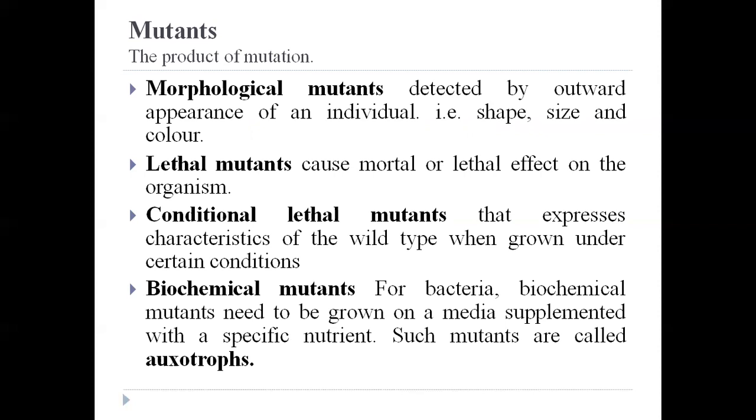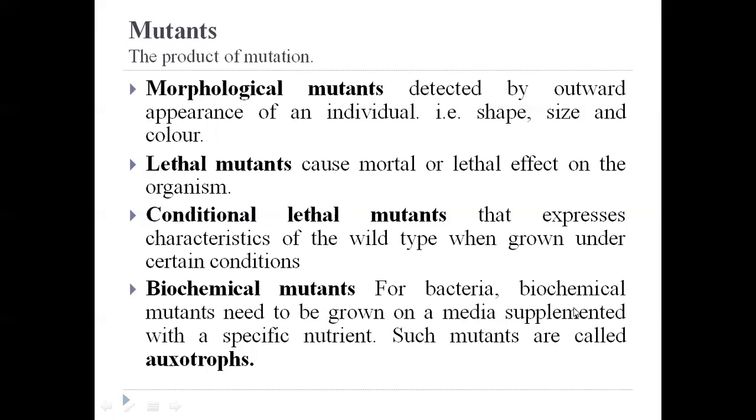You can see some mutants. The product of mutation is called a mutant. The morphological mutants are detected by the outward appearance of an individual, that is shape, size, and color. Lethal mutants cause a mortal or lethal effect, a killing effect, on the organism. Conditional lethal mutants express characteristics of the wild type when grown under certain conditions. This is particular to the wild type individual.